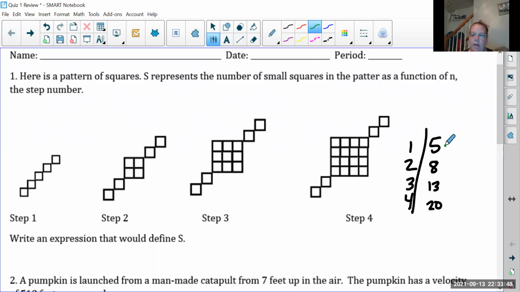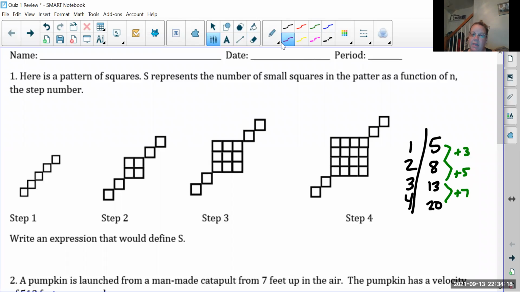So if I'm adding, this is going to be adding 3, then it's going to be adding 5, and it's going to be adding 7. So we know it's not linear because we're not adding the same number every time. We know it's not exponential because I can't multiply from 5 to get 8 and then multiply by the same number to get 13. And I can see that adding 3, add 5, and add 7 is a pattern that would be quadratic. So I know that it's quadratic.